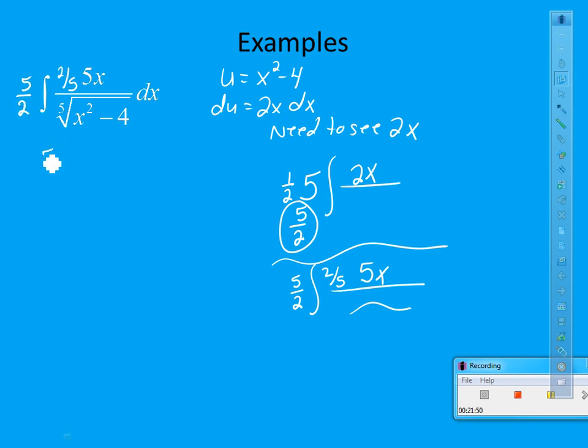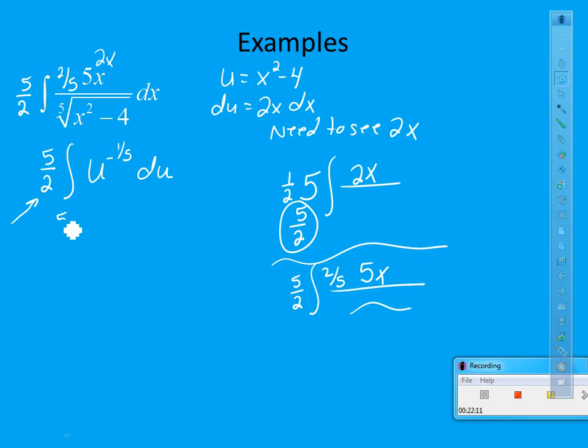Now when I rewrite this, I have 5/2. This part here, the denominator, becomes u to the negative 1/5. 2/5 times 5, which is 2x dx, becomes my du. This is a very important number. It makes things right when we do the derivative.